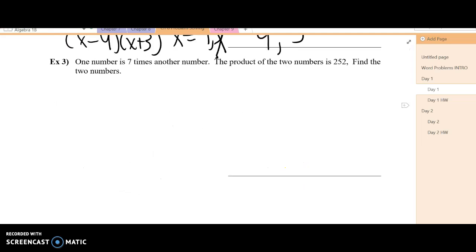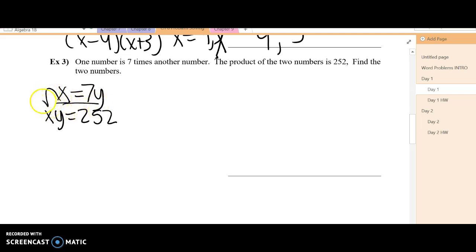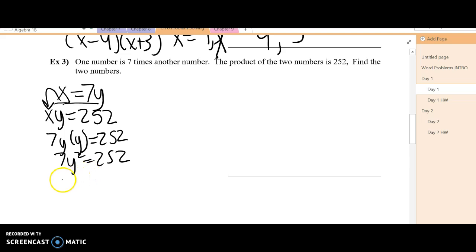So we have one number is 7 times another number. Our first number will be x equals 7 times another number, which we will call y. We know that the product of the two numbers is 252, so x times y equals 252. We will sub in x equals 7y for x right there. So we have 7y times y equals 252. That brings us to 7y squared equals 252. We divide by 7, we get y squared equals 36. Then we'll take the square root, and we'll get y equals 6.